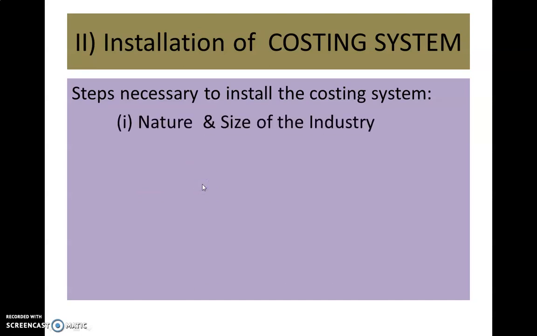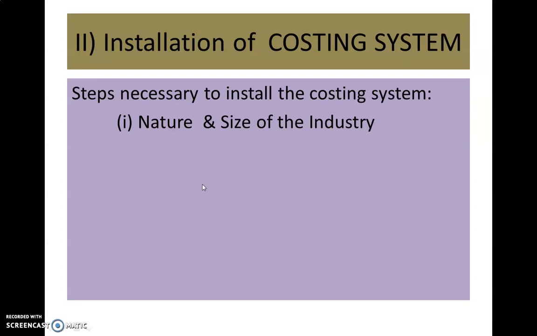First one, nature and size of the industry. We already discussed the nature and size of the industry. Nature of business such as manufacturing, mining, trading, etc. So, different natures of industries are there, and the products manufactured by these industries are also different. So, before installing a cost accounting system, we should consider the nature as well as the size of the industry, because this determines the method of costing that can be applied universally.